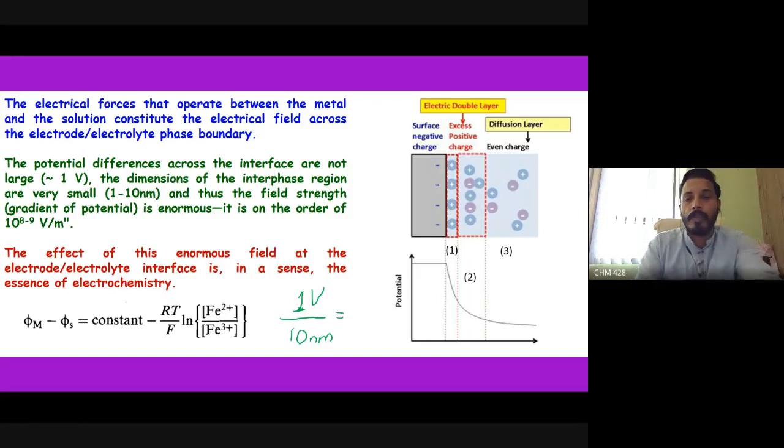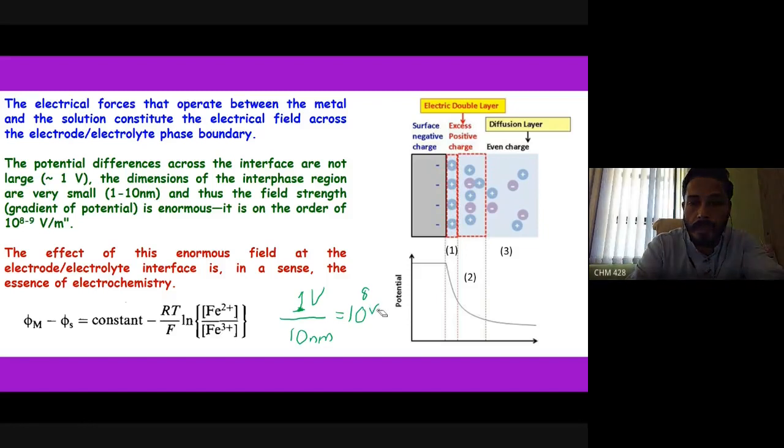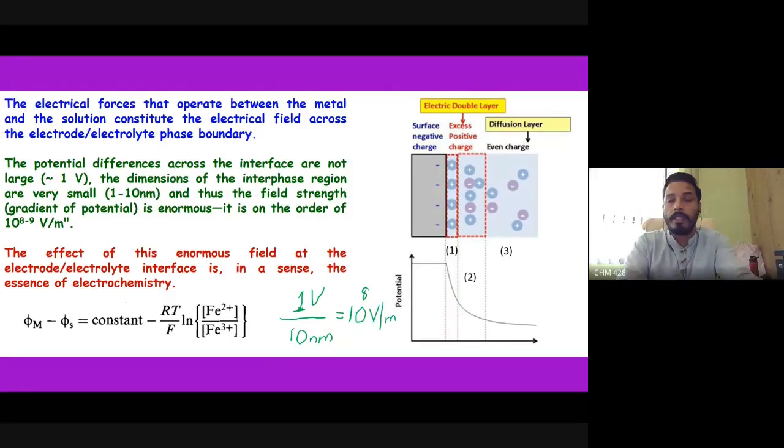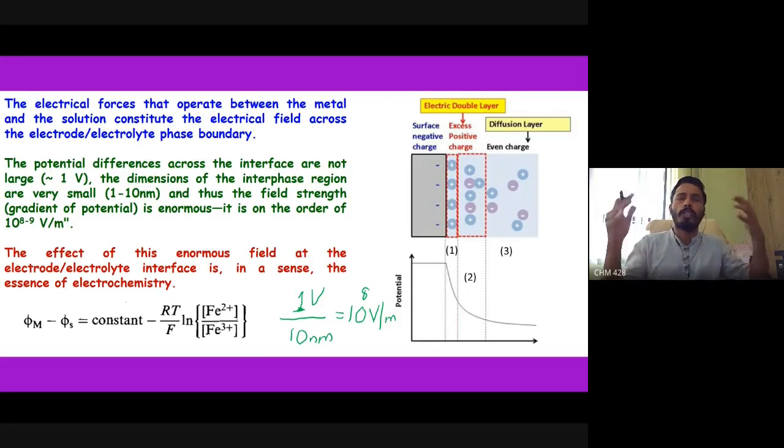We are calculating the electric field strength at the electrode-electrolyte interface. The value will be 10 to the power 8 volt per meter, because 1 nanometer is equal to 10 to the power minus 9 meter. So you can see the electric field strength is 10 to the power 8 volt per meter. It is a huge electric field strength that is present at the electrode-electrolyte interface.